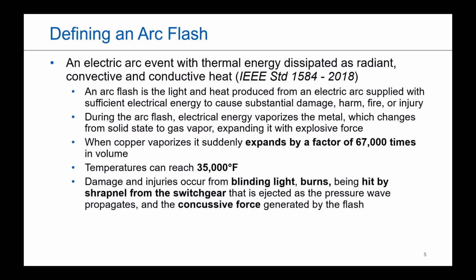The heat to it is substantial because this is usually inside of electrical equipment. Typically copper bus is one of the main culprits. And when copper vaporizes, it's expanding by a factor of 67,000 in terms of volume, because it's essentially jumping straight from a solid into a plasma state. And as a result of that, you're going to see temperatures upwards of 35,000 degrees Fahrenheit, which can be just as hot as the surface of the sun.